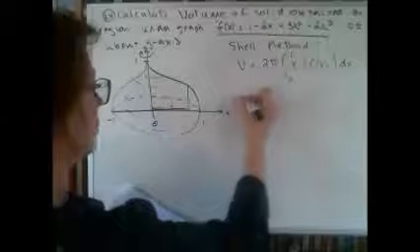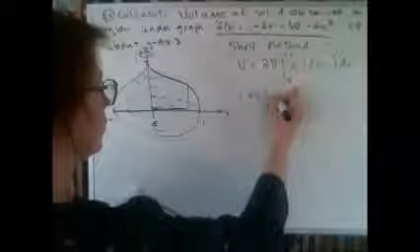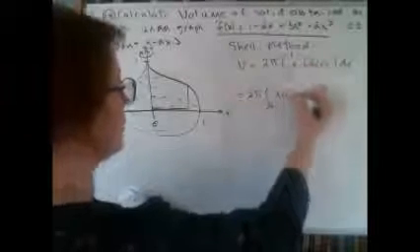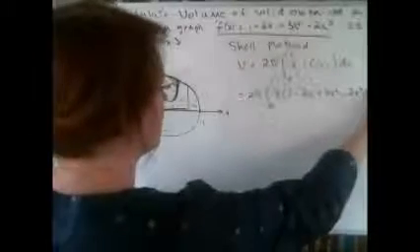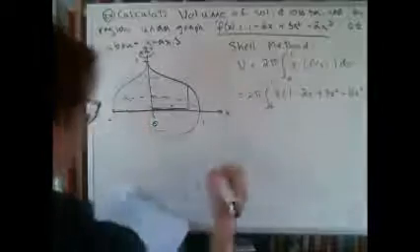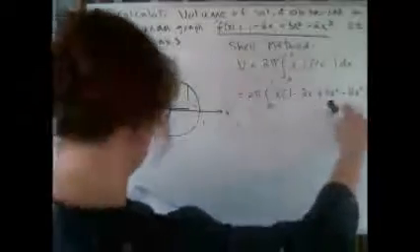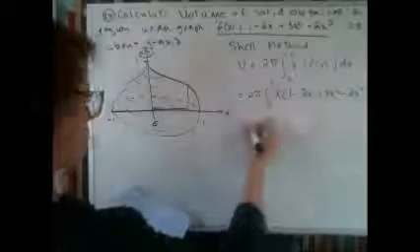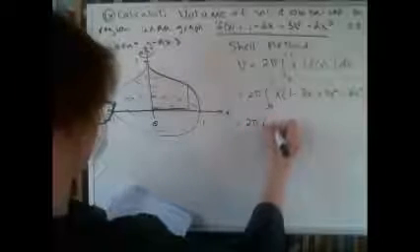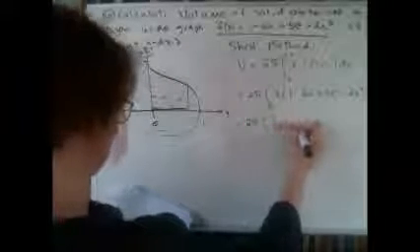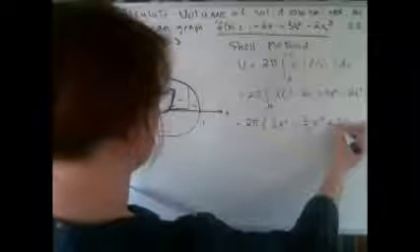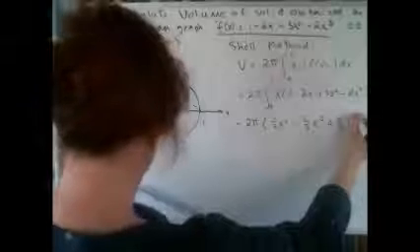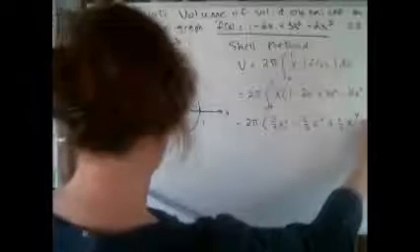So we plug this in: 2 pi, integral from 0 to 1, x times my f of x, 1 minus 2x plus 3x squared minus 2x cubed, with respect to dx. Okay, so now I can multiply this through, and then I integrate using the power rule. I'm going to get 2 pi times 1/2 x squared minus 2/3 x cubed plus 3/4 x to the 4th minus 2/5 x to the 5th.